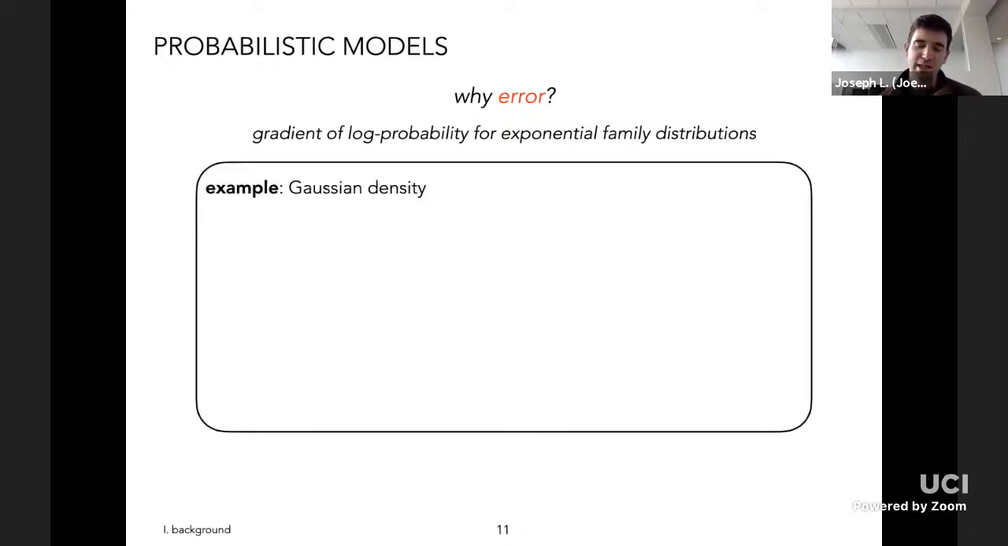So I'm going to take a Gaussian density, and let's just assume we have a mean, and we have unit variance on this Gaussian density. So we have this curve here, which is representing this Gaussian, defined over some variable y.